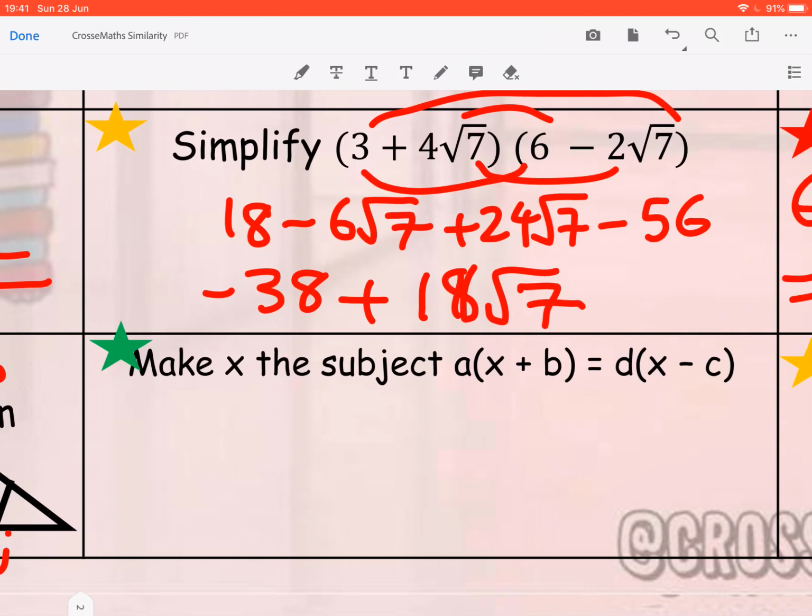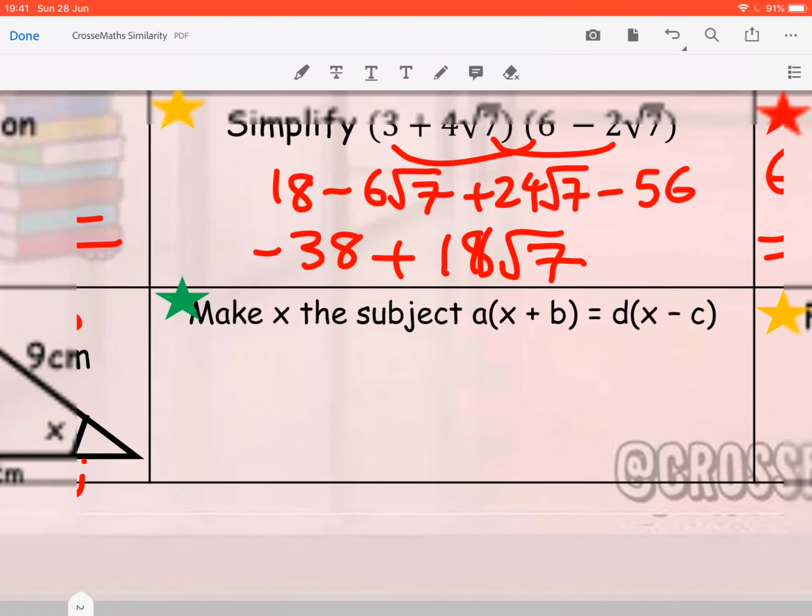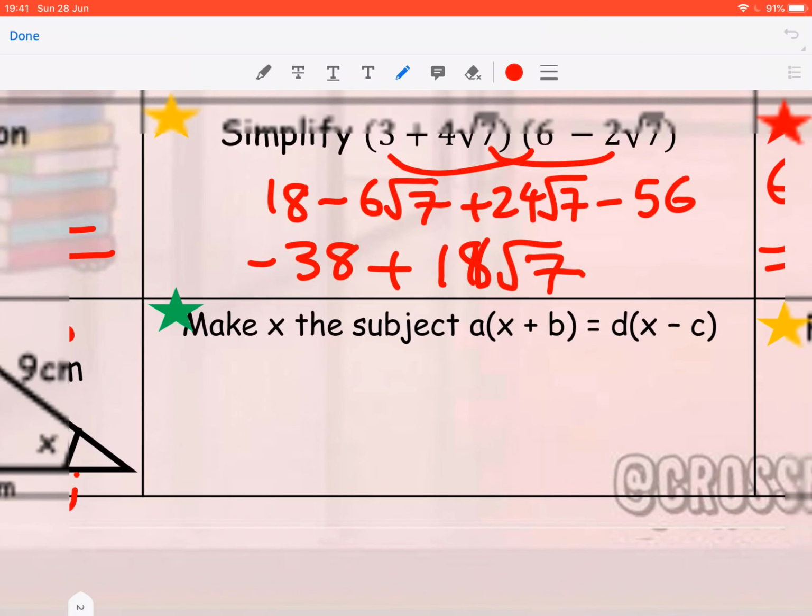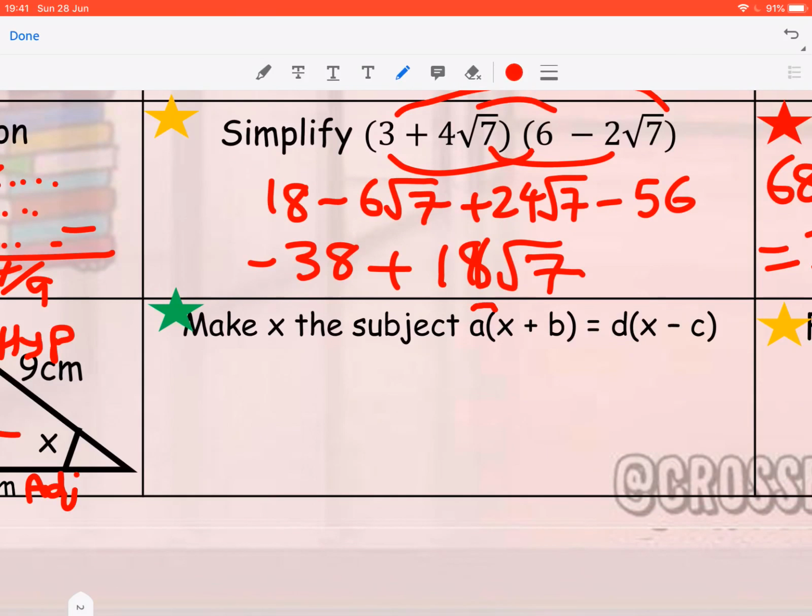Right, making x a subject. Okay, this could be a difficult one, but I think it's going to be okay. Okay, all we do is expand first. So A times x, expand this first bracket. A times x is just ax. A times b is just ab. D times x is just dx. D times negative c is negative cd. Once done there, all I've done is expand my brackets. That's 1 mark already. Very, very straightforward. Year 7s can expand brackets.